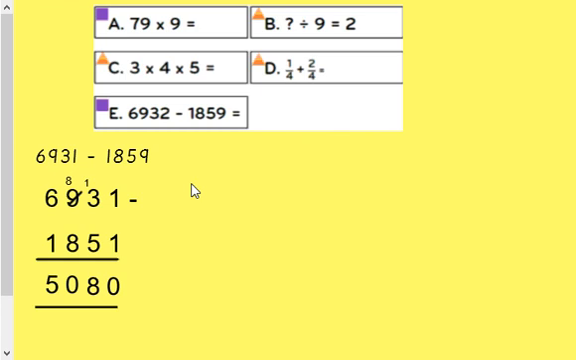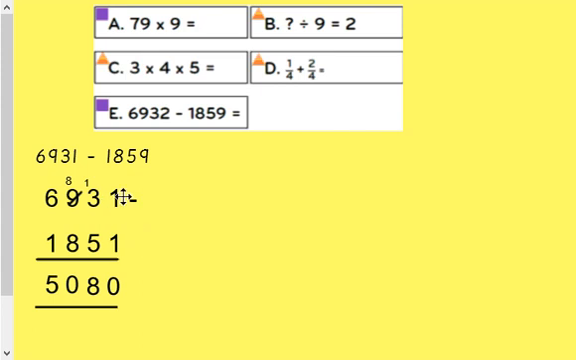And the last question for this morning's warm-up is a straightforward subtraction. Okay, so 6,931 take away 1,859. Now for this, personally, I would use column subtraction, and I would use decomposition method, where we exchange the 10s if we can't subtract.